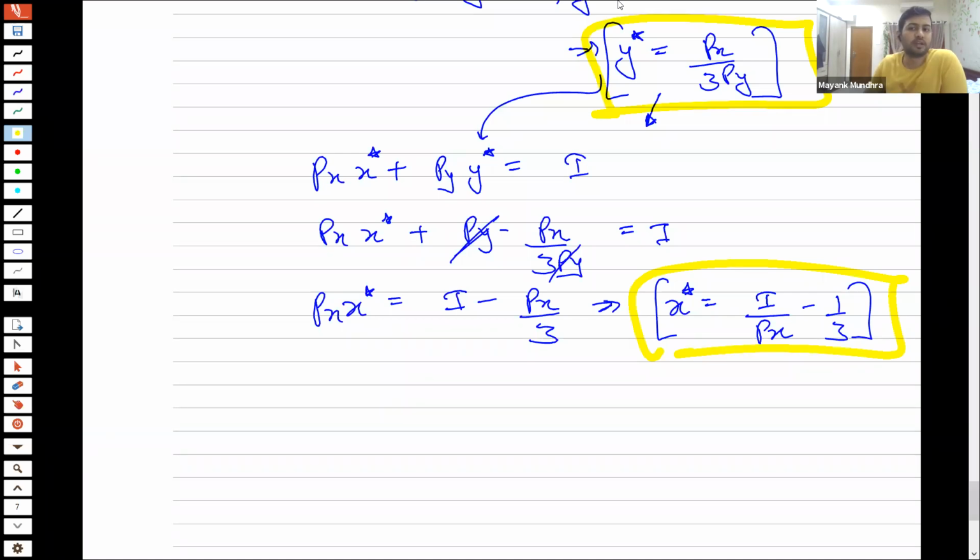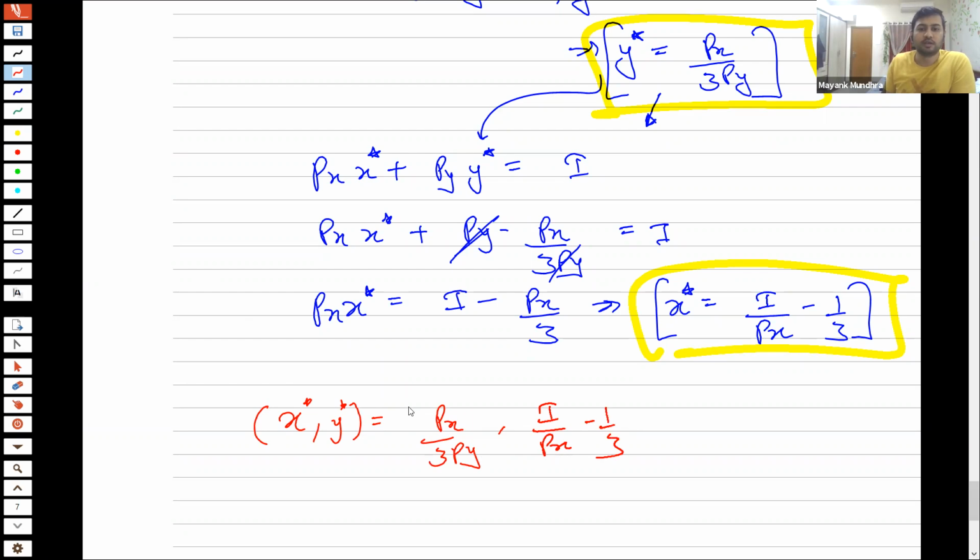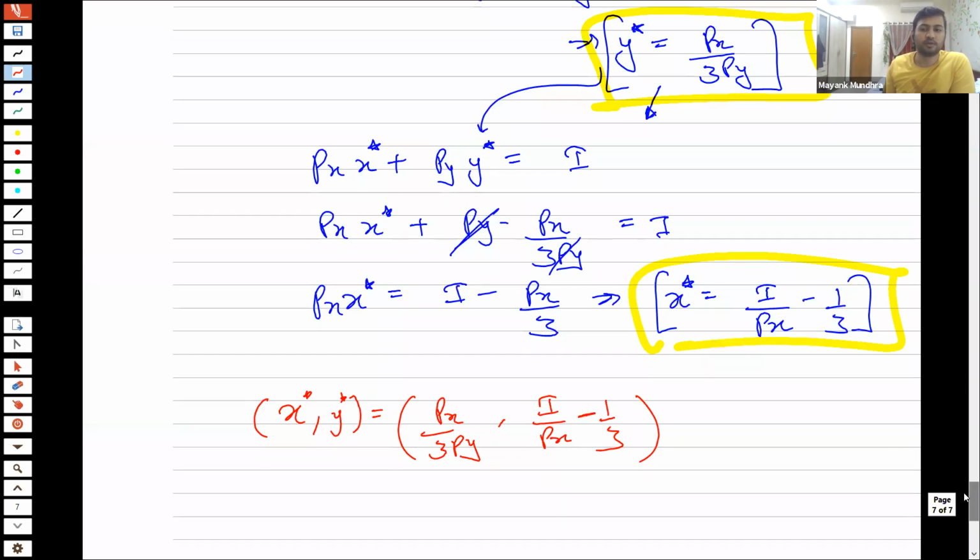But you could run into a problem here. Suppose I just report that my final X star comma Y star is Px by 3Py comma I by Px minus 1 by 3. I could run into some problem here. What could be the problem which can happen? Can anybody point it out?